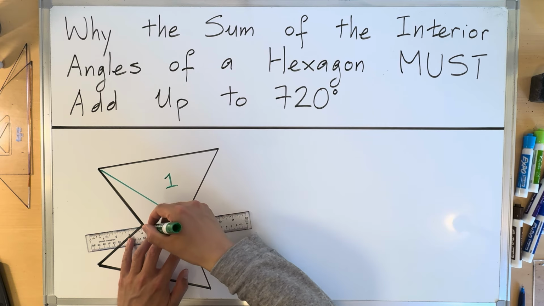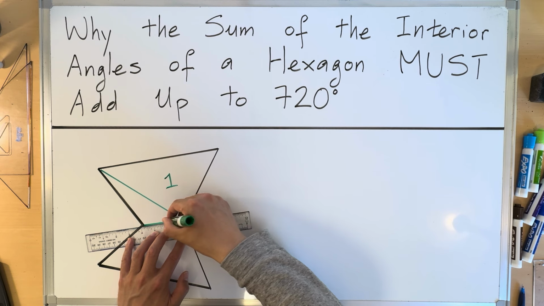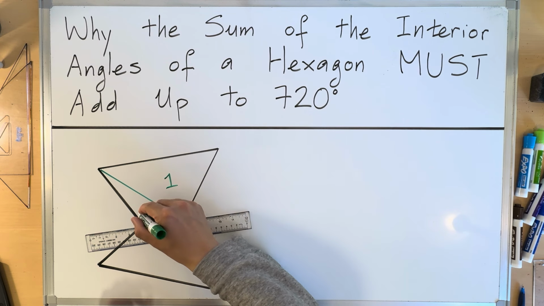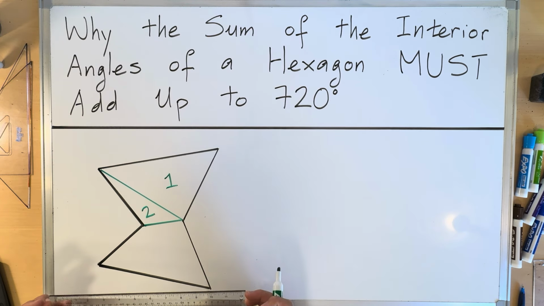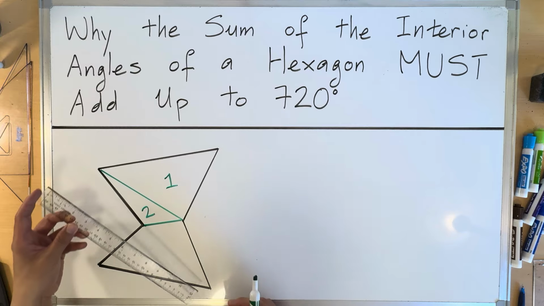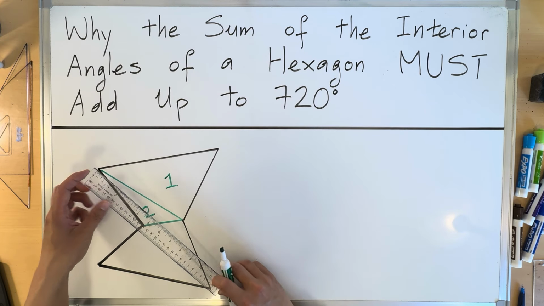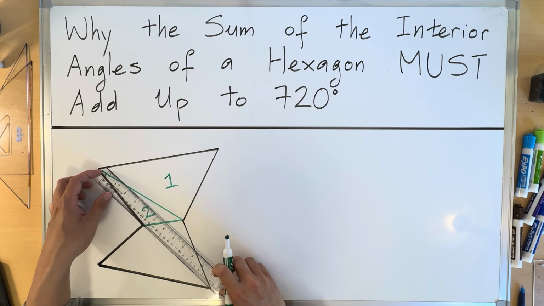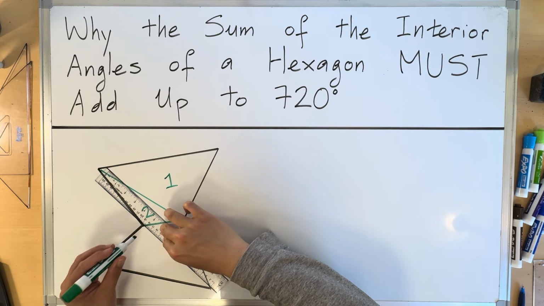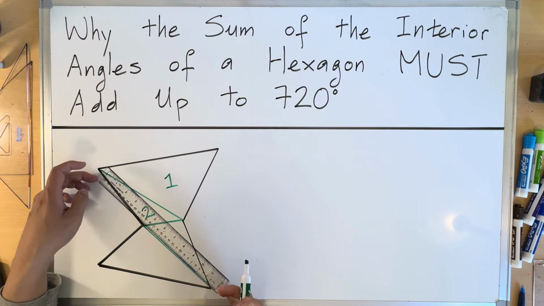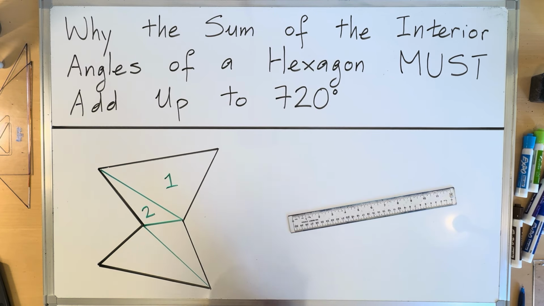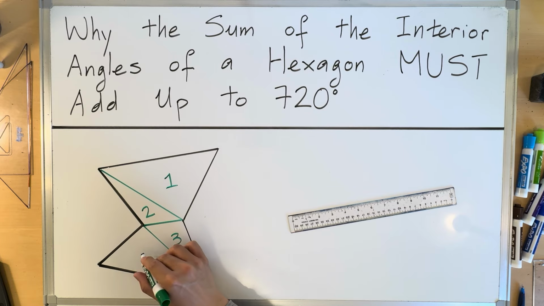And if I draw a line right here, well, we're going to have a second triangle right here. And if I were to draw a line right here, we will have a third triangle right here and a 4th triangle right here.